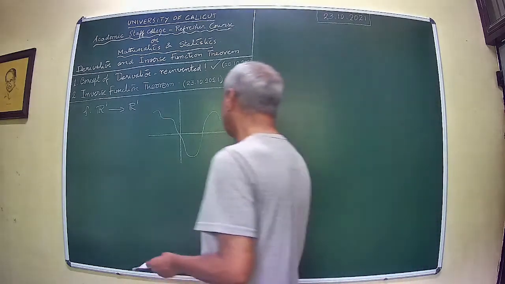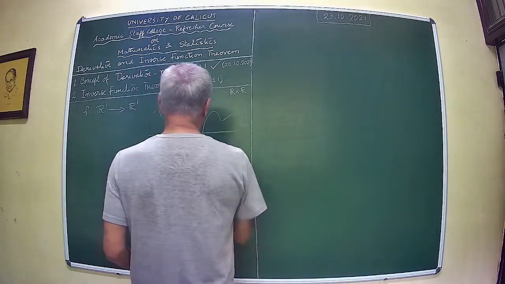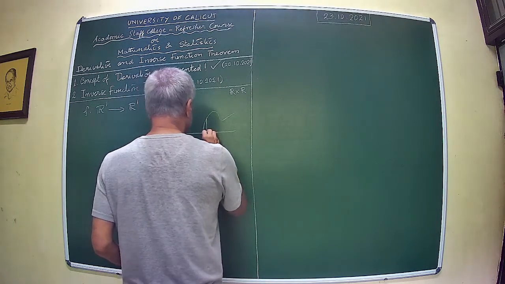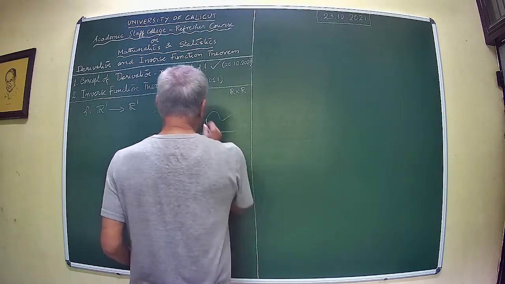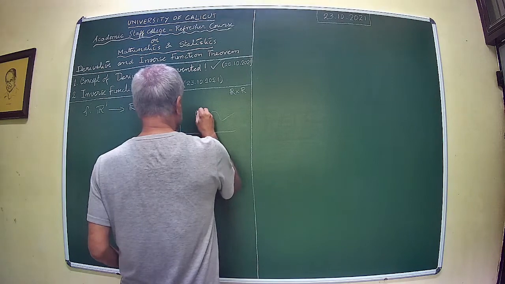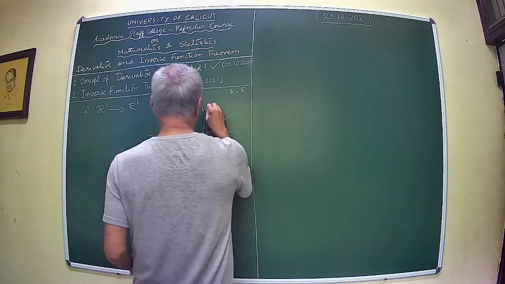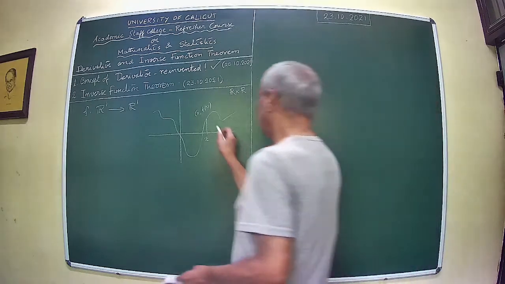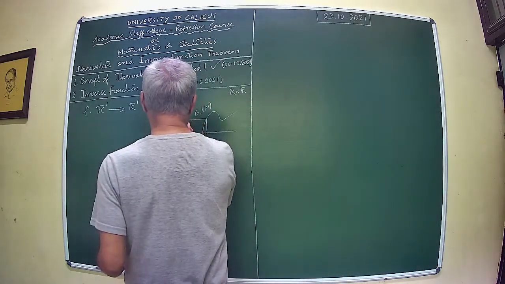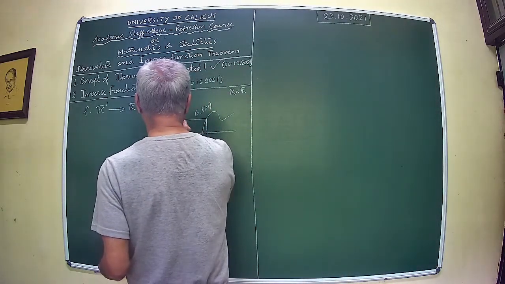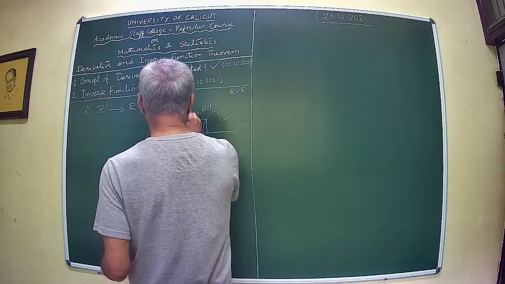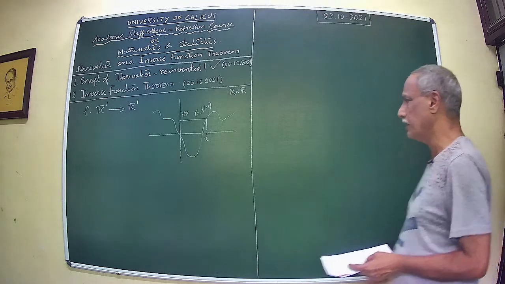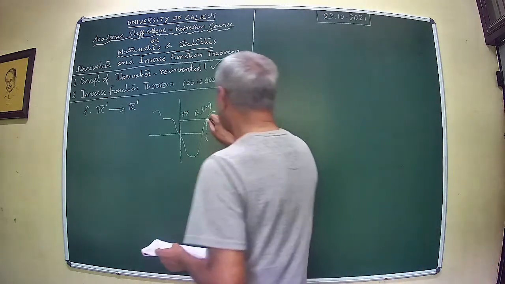Okay, so let's take a point x here on the domain. So this point is actually x, f of x, or the value of this point is f of x0. This point is x0 and this is the point.